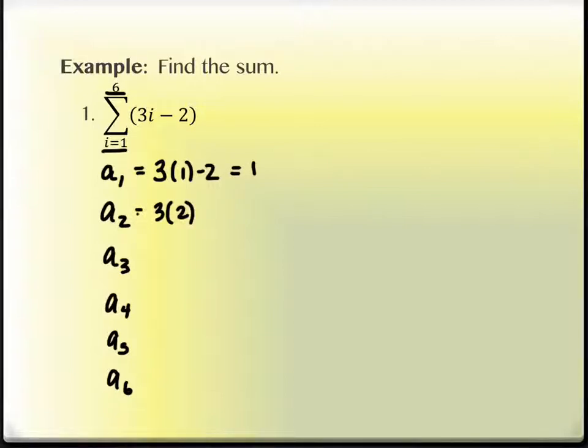And I'll do the next one, right? 3 times 2 minus 2, because i is now 2. What does it give me? 4. We'll do one more, and then we're going to take a pause for a second. 3 times 3 minus 2. 7. Do you see any relationship between the 1, 4, and the 7 that you could project what's going to happen next? Okay, you're adding 3 every time.